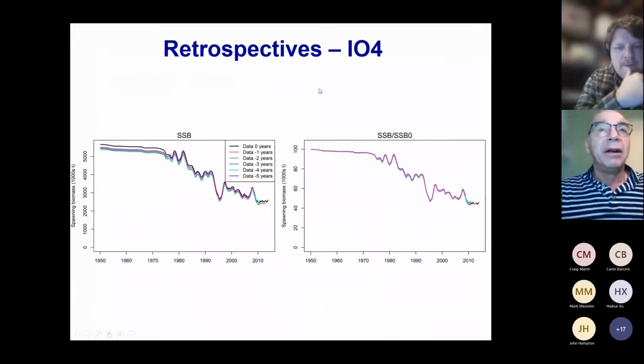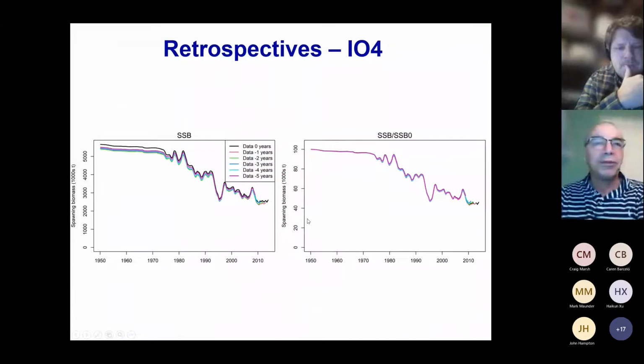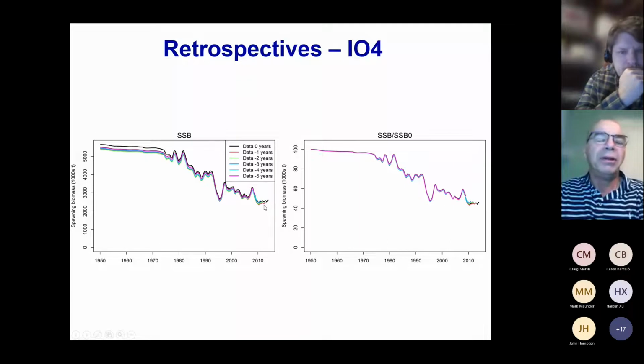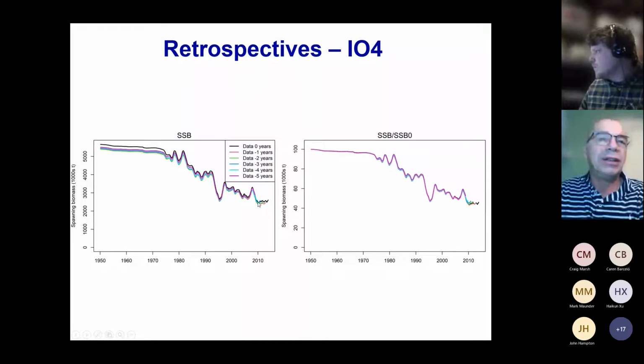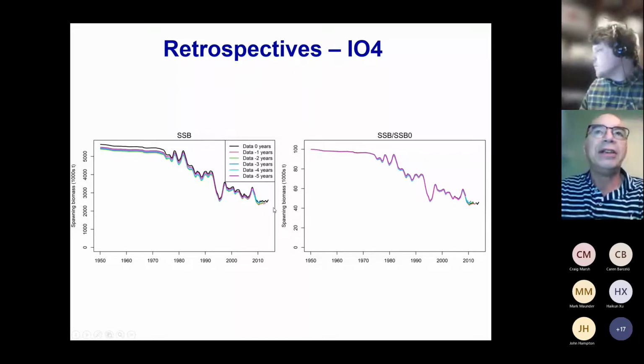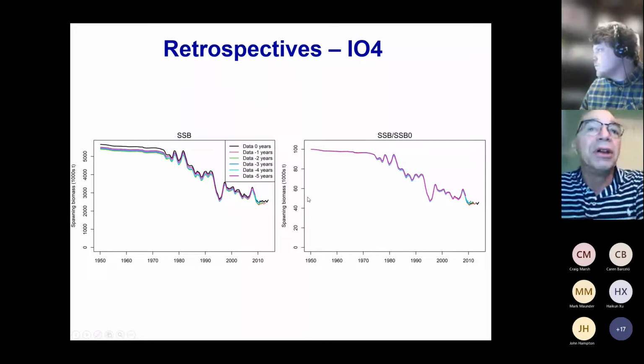Did a little bit of retrospective. Even though we saw quite a bit of pattern in the recruitment deviations near the end of the time series, when we saw that, I was expecting to see more of a retrospective pattern as we peeled back data, but we don't see very much. And so, it's pretty stable here at the end of the time series.